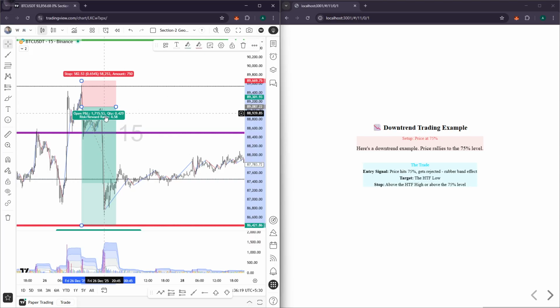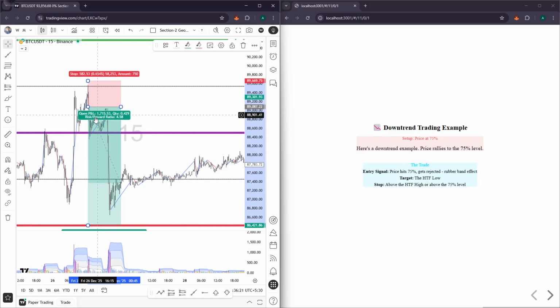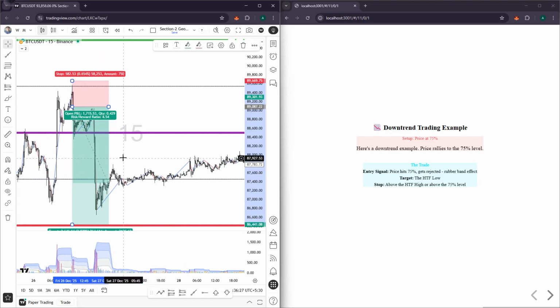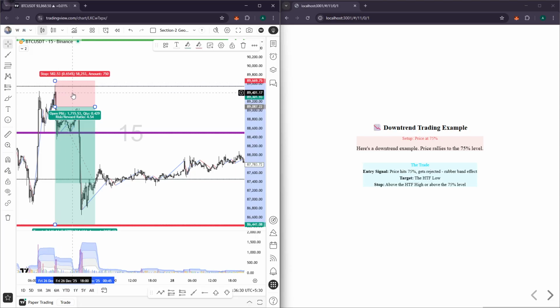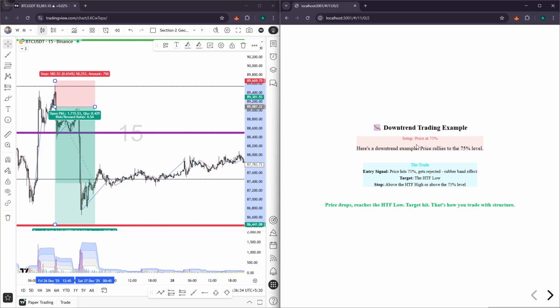It didn't hit the target, but you can see it's like 1:4.58. So you can adjust. You can just move your stop loss later on, like a trailing stop. Okay. So you can see price drops, which is the HTF low, target hit. That's how you trade with structures.